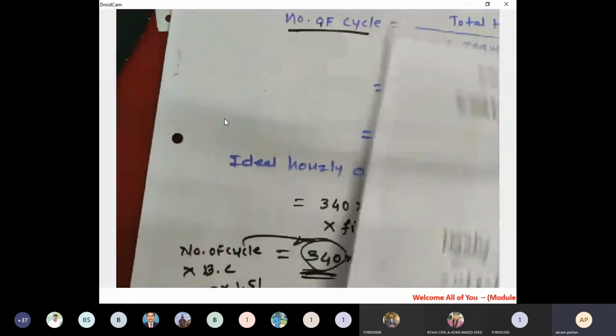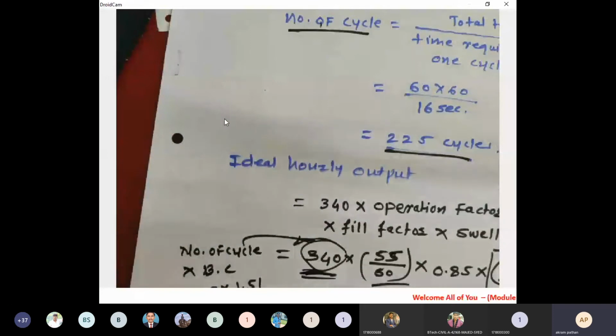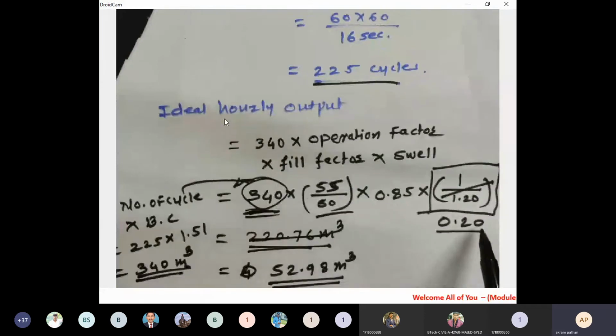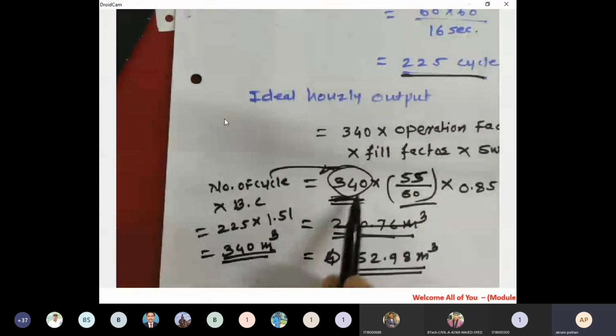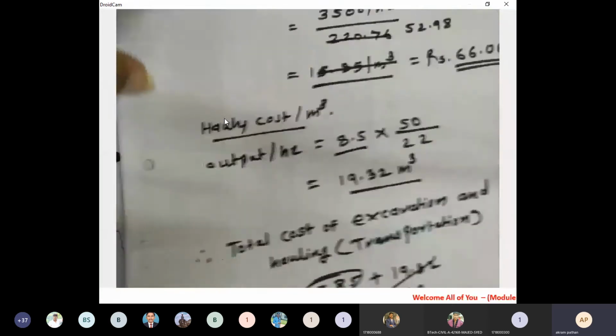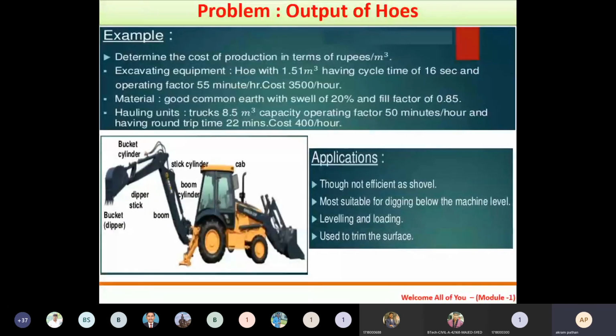So I think this is clear. Okay, we have committed a mistake here. The 0.20 is given in the problem itself, so we have to take the swelling factor, and only we need to calculate these things, number of cycles into bucket capacity. So this is how we can calculate the total cost per meter cube for this particular equipment, that is the hoe or JCB.